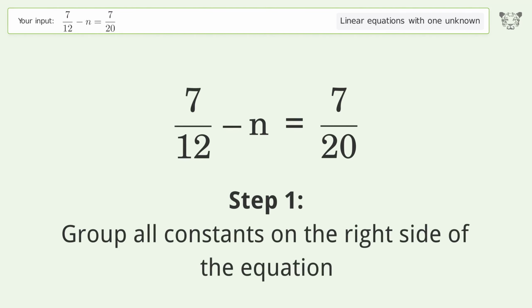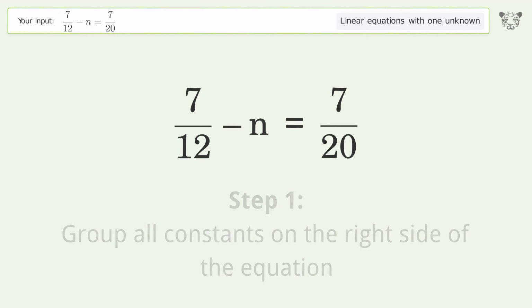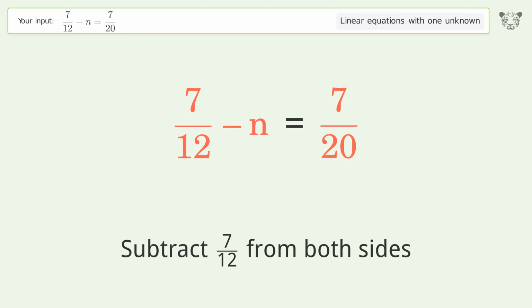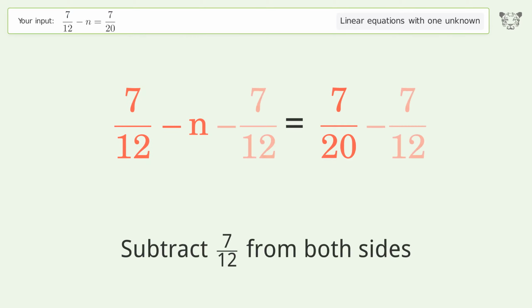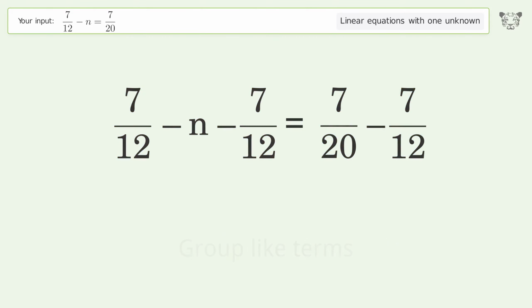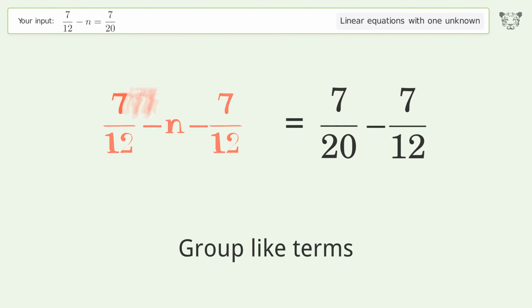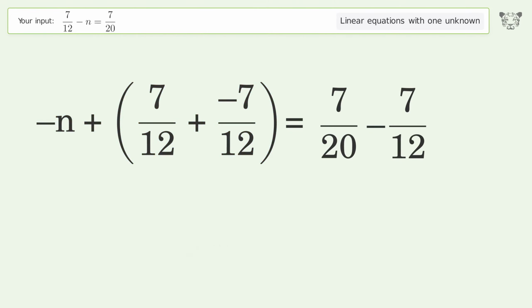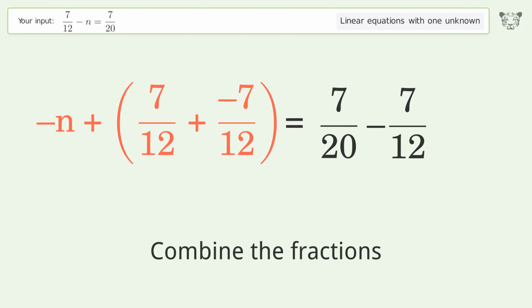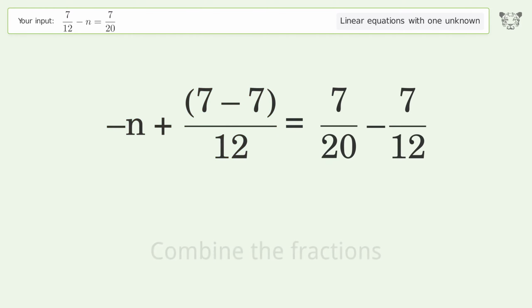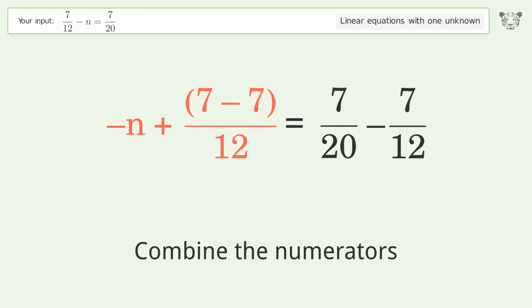Group all constants on the right side of the equation. Subtract 7/12 from both sides. Group like terms. Combine the fractions. Combine the numerators.